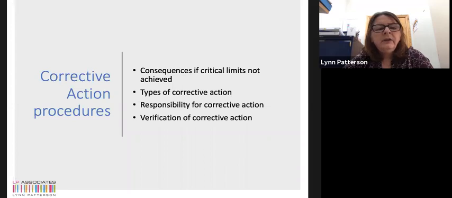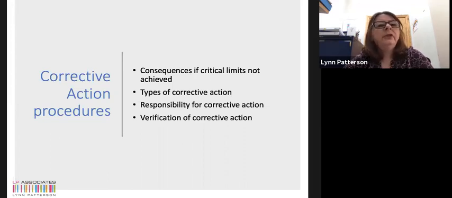And there are different levels of corrective action. One, bring the process back into control, because until we do that, we're going to continually produce potentially unsafe product. Number two, deal with this non-conforming product, which remember could be unsafe. You may be able to reprocess it.